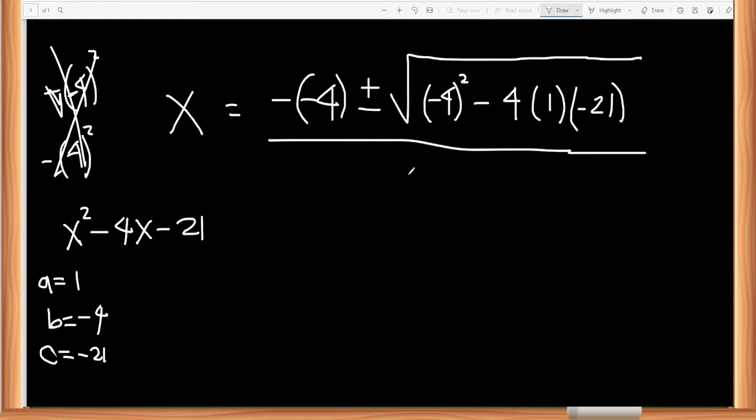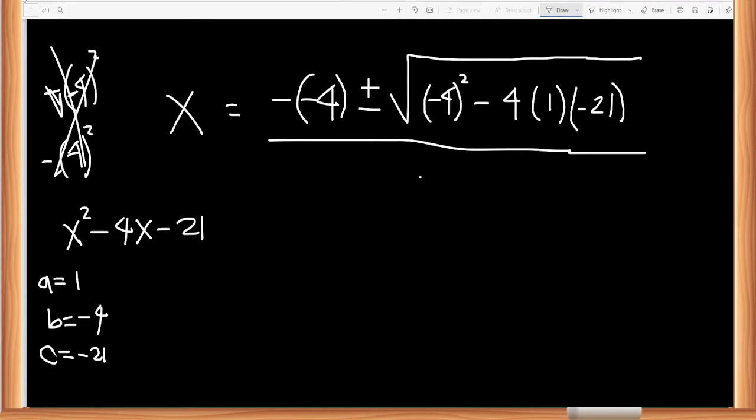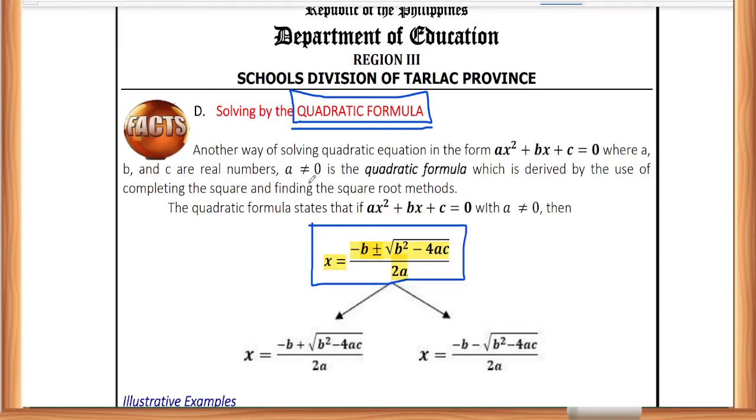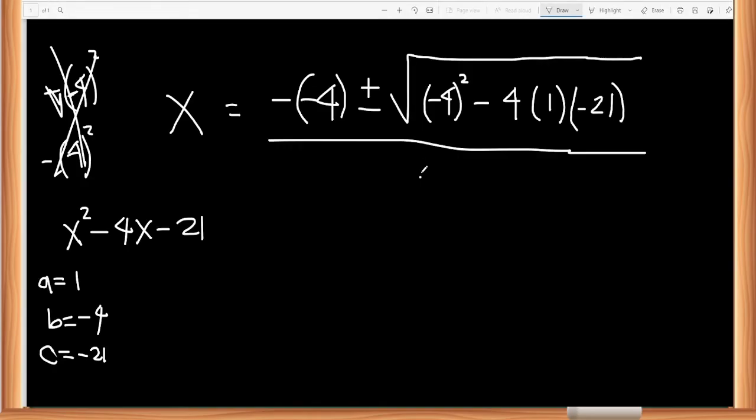Okay? So, dito sa baba, ano lalagay? Negative 4 po. Dito sa baba, all over. Yung sa formula, for x po. Ano to? This one. That's going to be 2a. So, that is 2 times, ano yung a mo? 1 po. 1. Okay. Okay na.